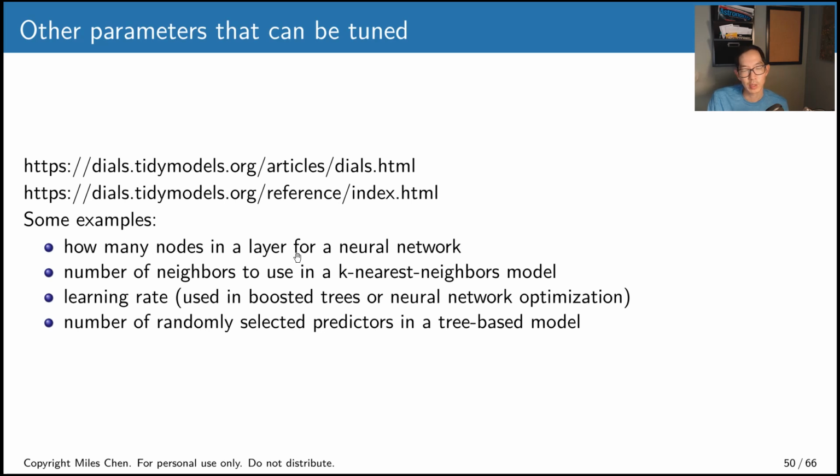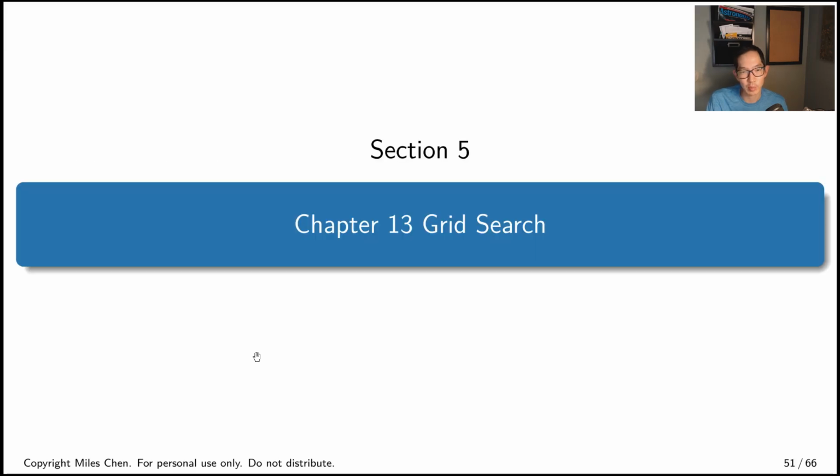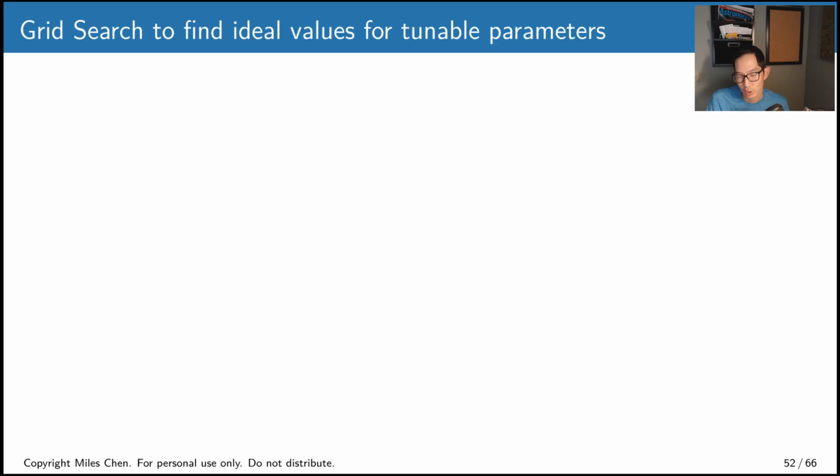So other examples: how many nodes in a layer for a neural network, how many neighbors to use in k-nearest neighbors. If you're doing some kind of boosted tree or neural network optimization, you can have a learning rate. How many randomly selected predictors in a tree-based model. These are all different things that can be tuned. Okay, so once we've established our model with tunable parameters, the way we're going to decide what values is done via a grid search.